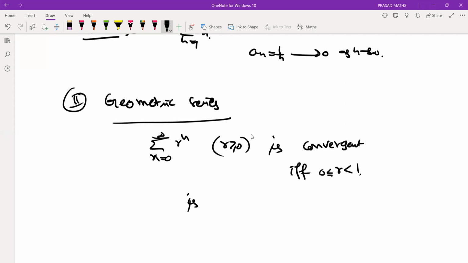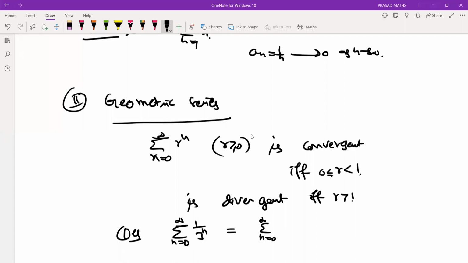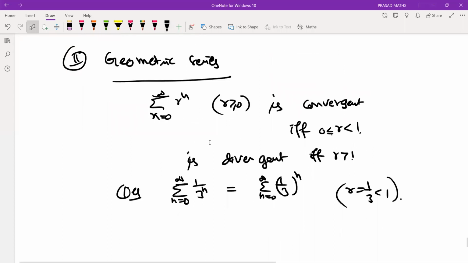This is divergent if and only if r is bigger than 1. Suppose you are given a question, summation n equals 1 to infinity, or n equals 0 to infinity, of 1 by 3 power n. Is it convergent or not? Yes, by the geometric series. This is 1 by 3 power n, therefore r is equal to 1 by 3. This is less than 1. Therefore this is convergent.